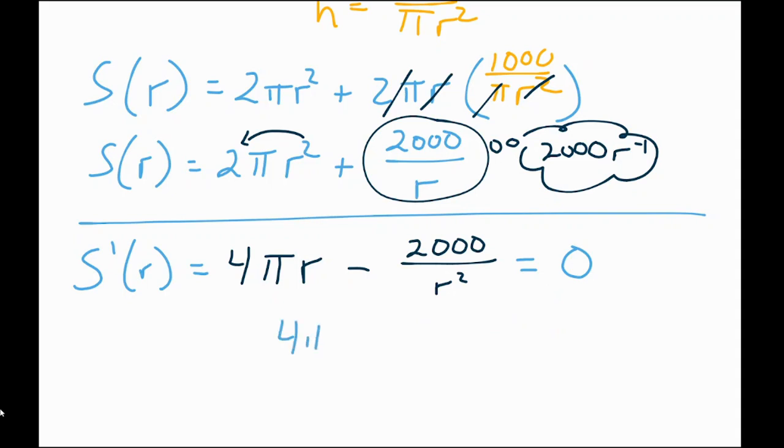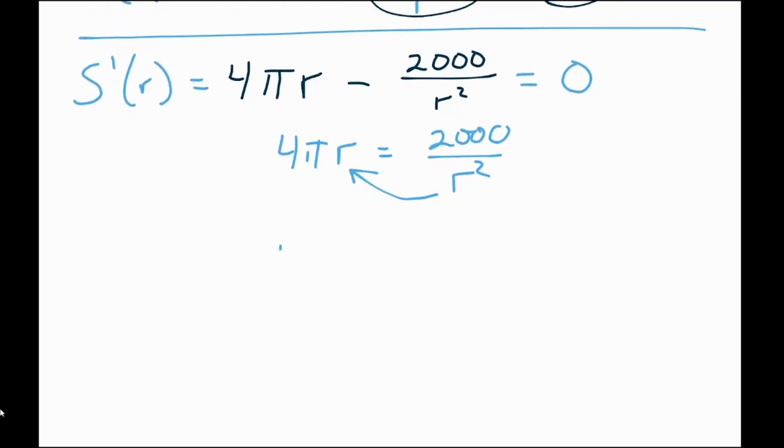I'm going to go back to the color blue, but you see I can now multiply this r squared over here and create a 4 pi r cubed equaling 2,000. So that's not too bad. Finally, I have just one variable in one place. Keep solving that thing for r, divide both sides by 4 pi. I'm not going to show that, but I'm going to do it.